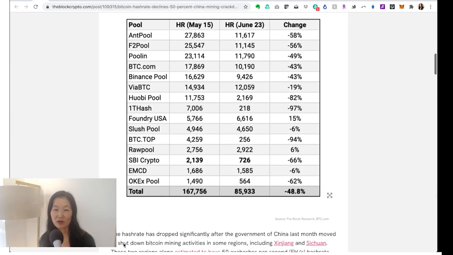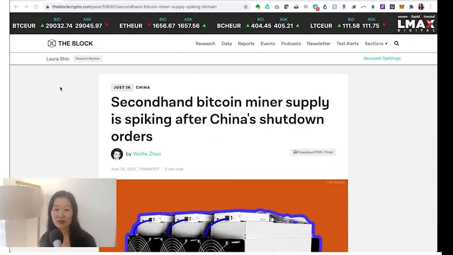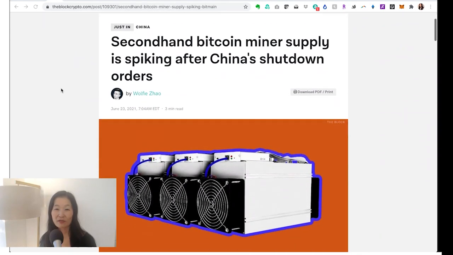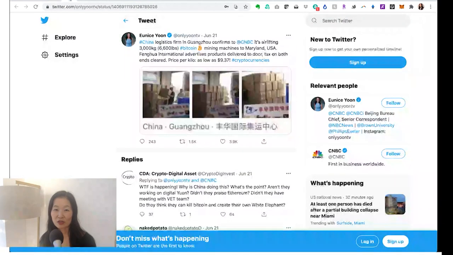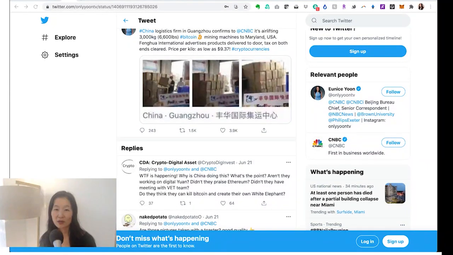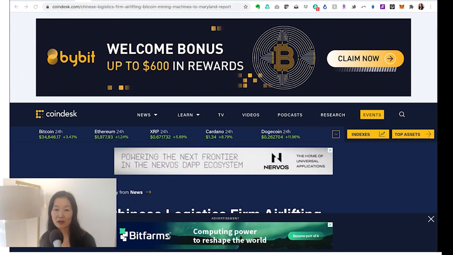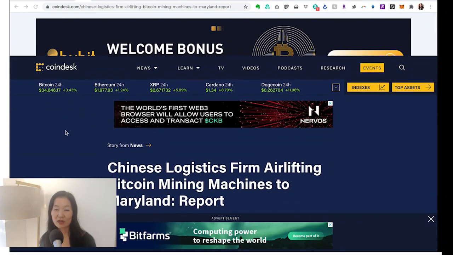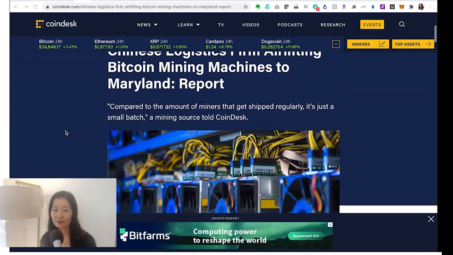China's decision to shut down Bitcoin mining has kickstarted a hash rate migration, with Chinese miners seeking to move Bitcoin mining equipment to more friendly jurisdictions. On Tuesday, a Chinese logistics firm decided to ship 6,600 pounds of mining equipment to Maryland, first reported by CNBC's Eunice Yoon. Thomas Heller, chief business officer at Compass Mining, told CoinDesk, "3,000 kilograms sounds huge, but compared to the amount of miners that get shipped regularly, it's just a small batch."